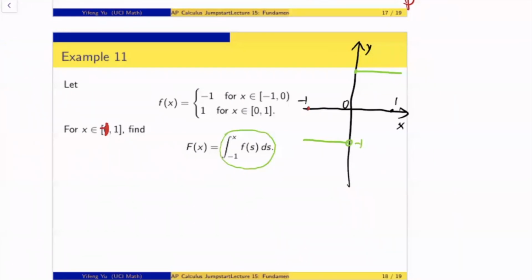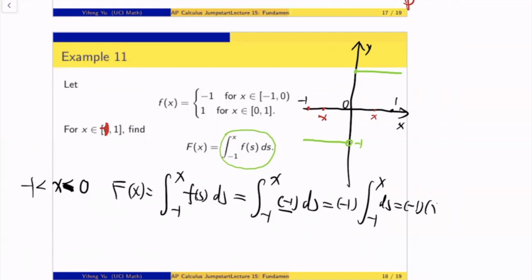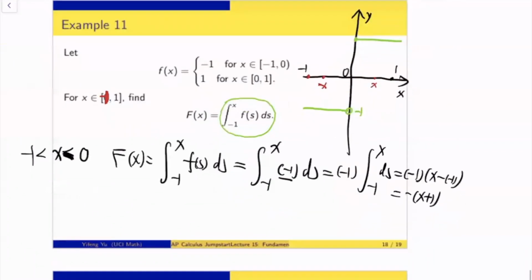Obviously, we have to look at different cases, when x is here or x is here, right? They are different. All right, so first let's look at what happens when x is less than or equal to 0. If x is less than 0, and greater than -1, then we integrate from -1 to x of f(s) ds, which is -1 ds. If this is constant, it can move to the front: -1 times the integral from -1 to x of ds. This is just -1 times x minus -1, so you get negative x plus 1.